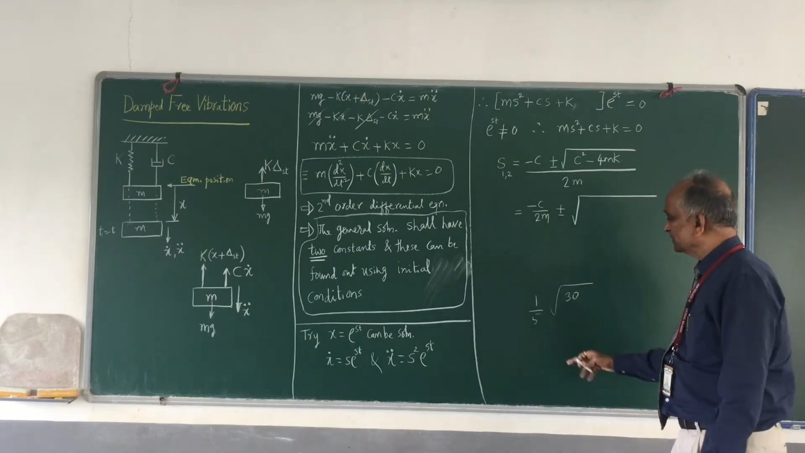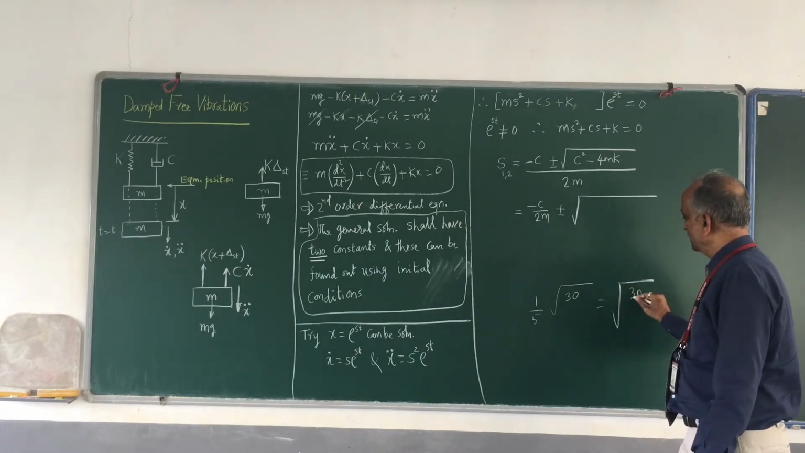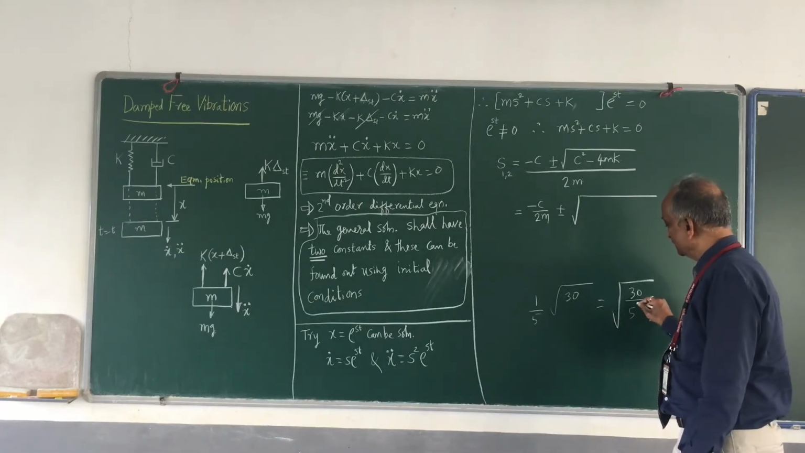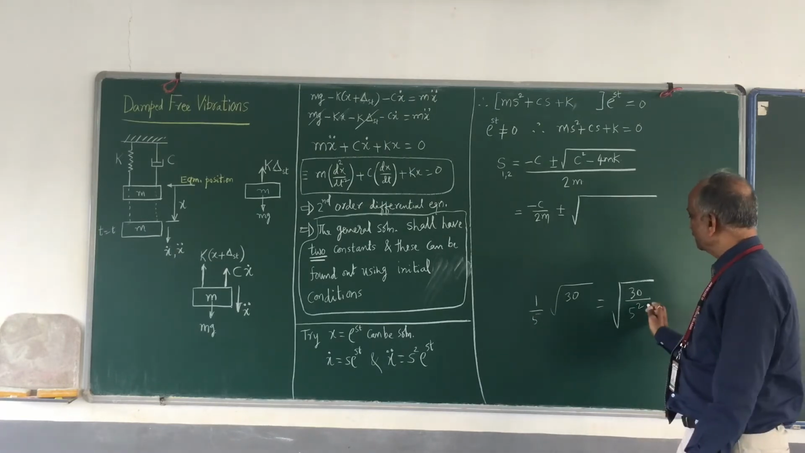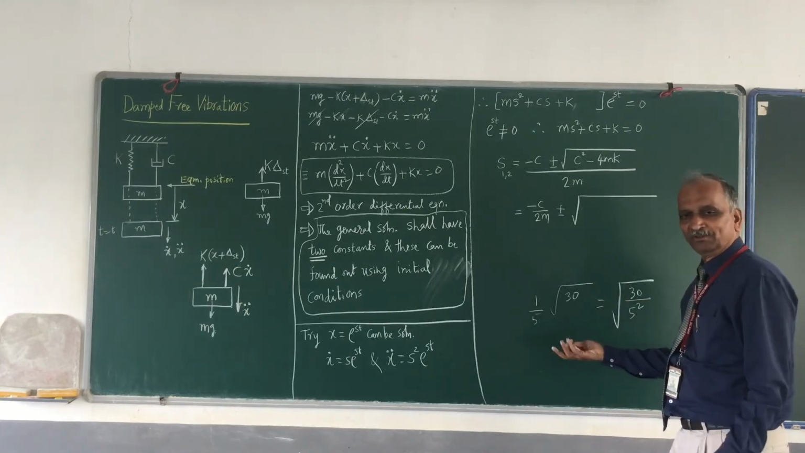So I want to take this 5 inside. What is this? This is equal to 30 divided by what? It is 5 square. So if you want to take it outside the square root, 5 square becomes 1 by 5. Just like that.